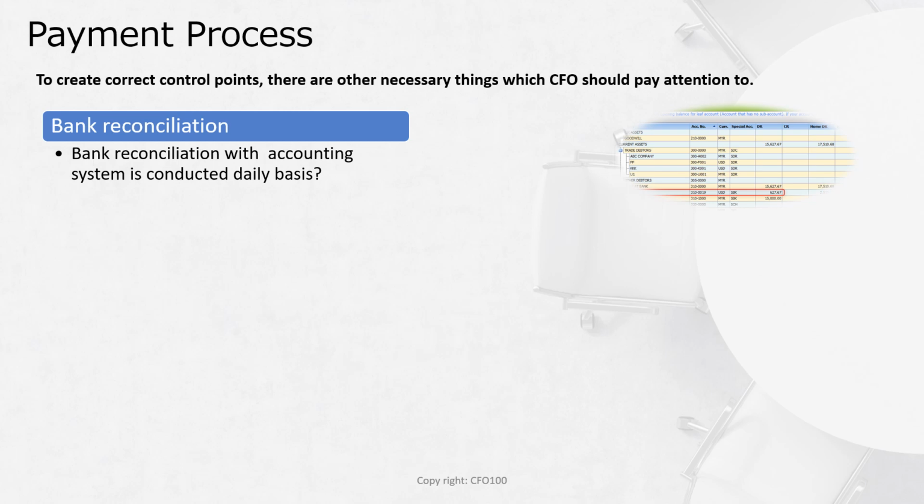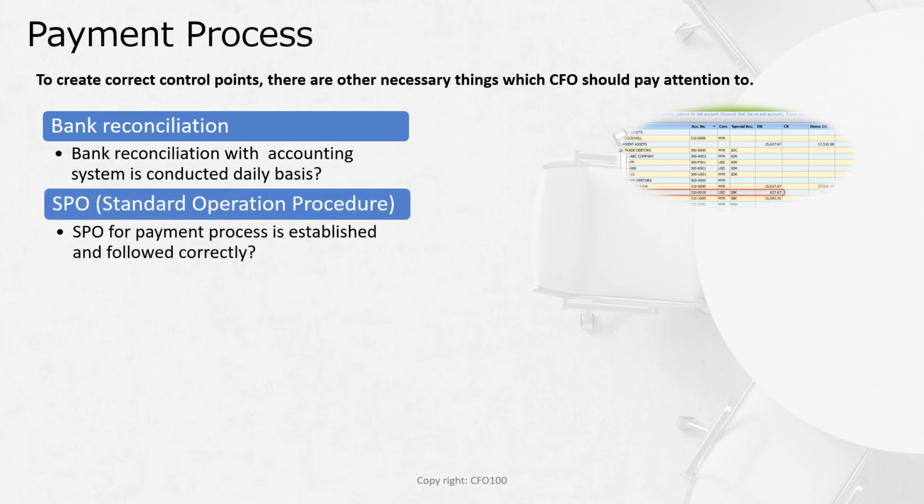The second point is SOP, Standard Operation Procedure. In a small company, there is no formal SOP documentation to show the standard operation procedure for the payment. But it's necessary to create the SOP in writing. People should refer to it and follow that process. The daily work should not deviate from the SOP.